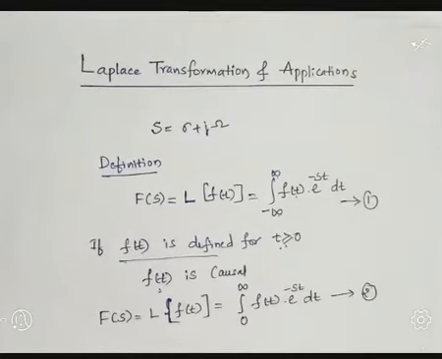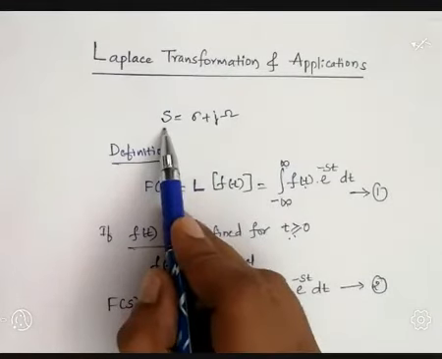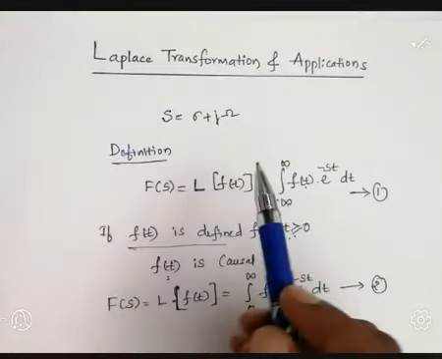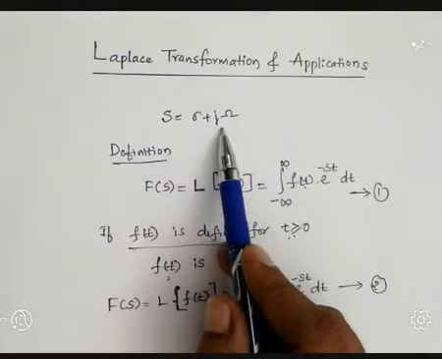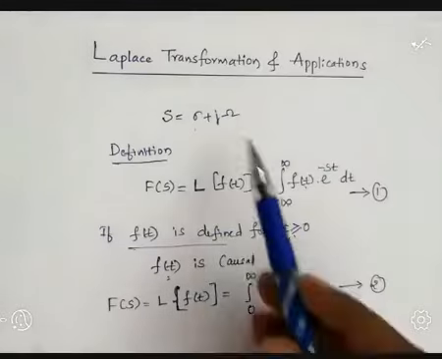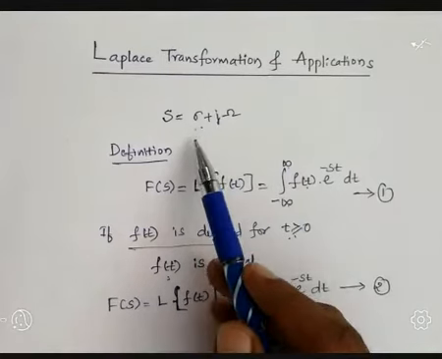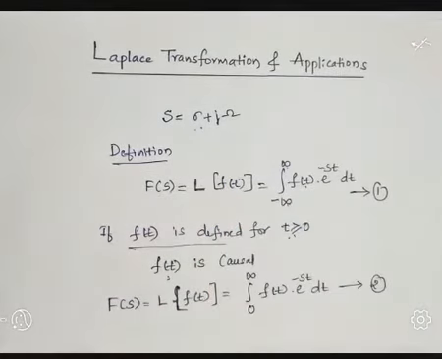Here s is the complex variable, and s equals sigma plus j omega. The real part sigma is the attenuation constant or damping factor, and omega is the angular frequency. Let us see some standard results with the help of this definition.